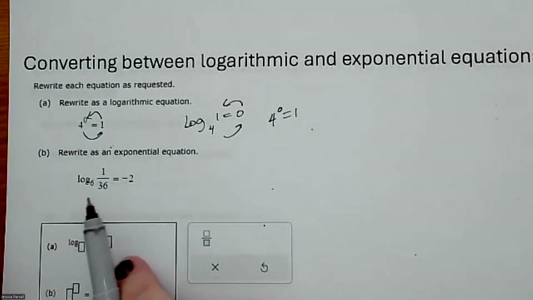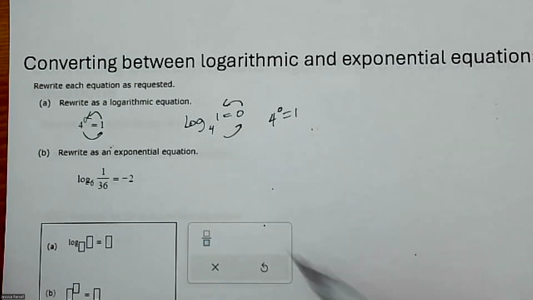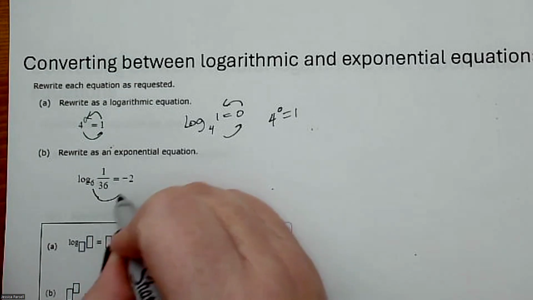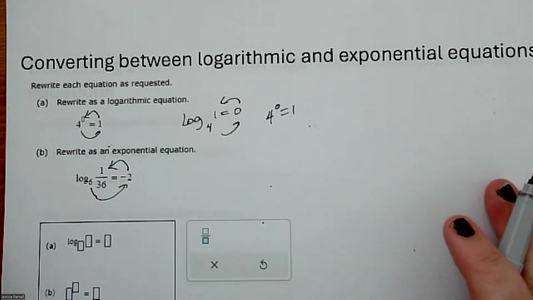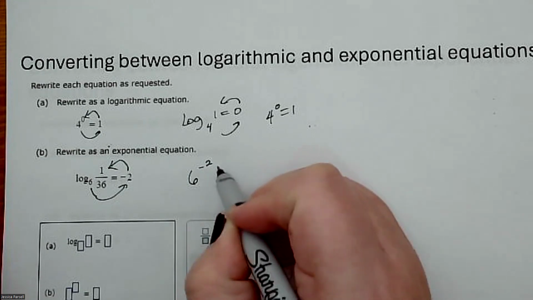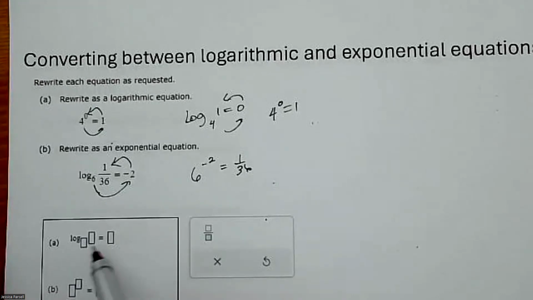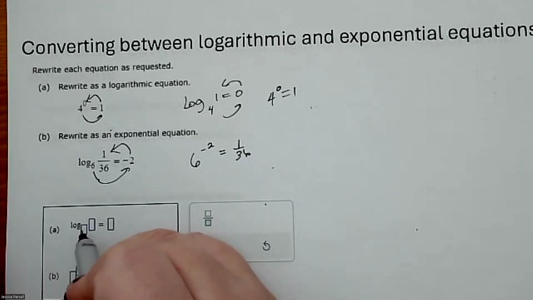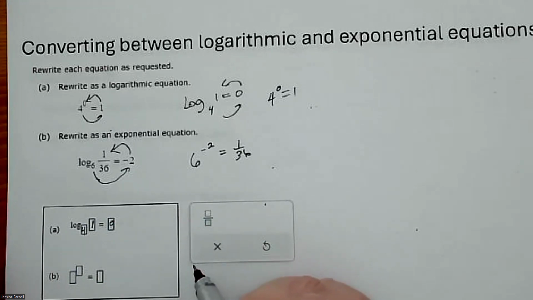Okay, practice rewriting this logarithmic equation, like get rid of the log and get into exponential form. So hopefully, if you pause the video, you came back and wrote this as 6 to the negative 2 power equals 1 over 36. And they give you little boxes, like over here, this would be log base 4 of the number 1 equals 0. And this would be 6 to the negative 2 equals 1 over 36.